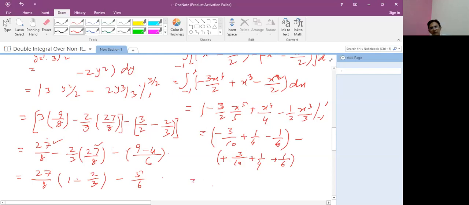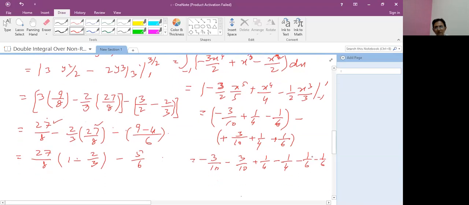So student, when we simplify together, minus 3 upon 10, minus 3 upon 10, plus 1 upon 4, minus 1 upon 4, and minus 1 upon 6, minus 1 upon 6. When we multiply the negative sign for the second bracket, the signs should be changed. Both are similar, but opposite in sign, so they cancel each other.